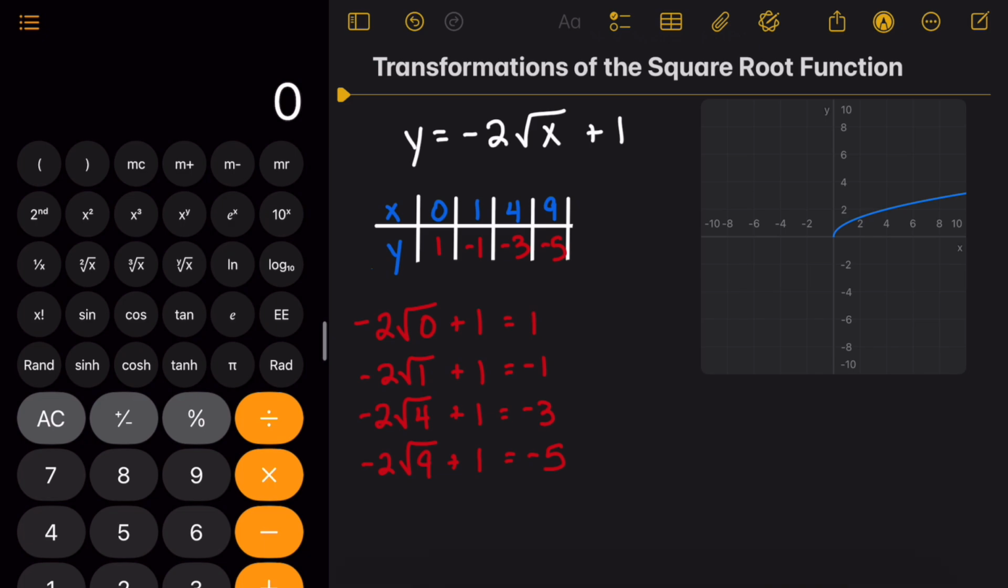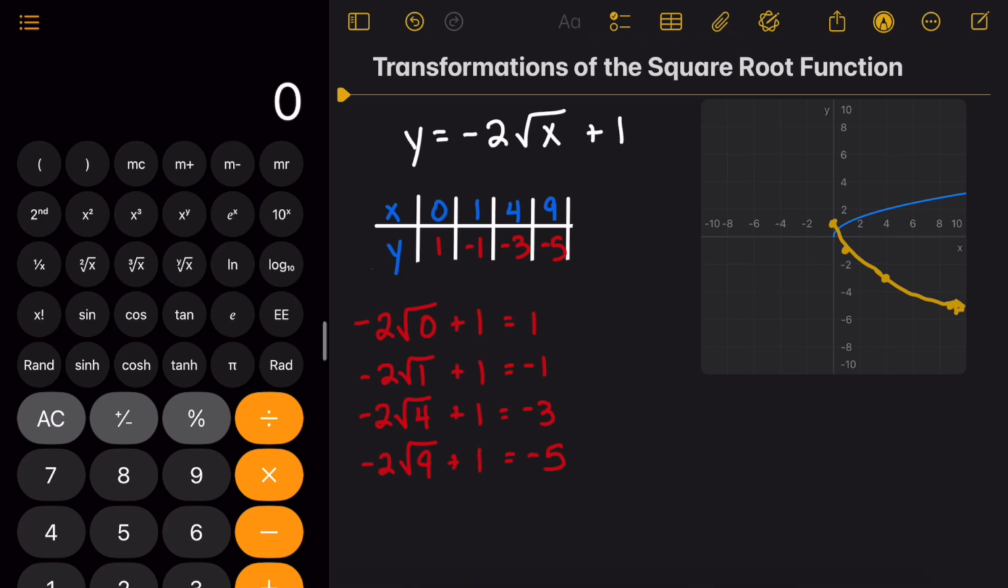And so we're going to go ahead and put these points on the graph. So our first one is 0, 1. So let's go ahead and put that on there, 0, 1. 1, -1. It's going to be about right here. Then we've got 4, -3. And finally, we have 9, -5. And if we connect these 4 points, this seems like a pretty good approximation of that -2 root x plus 1.